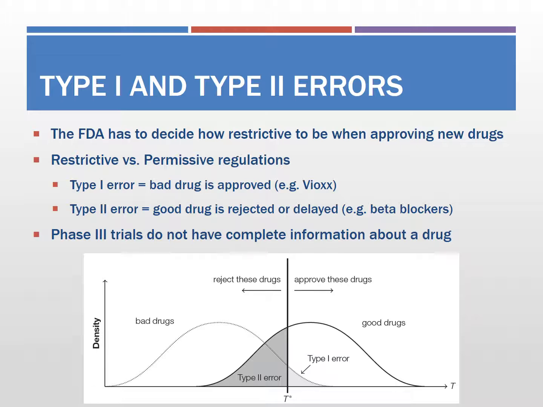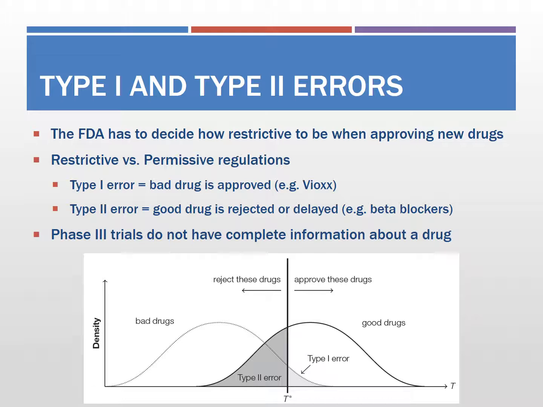On the other hand, a type 2 error is when the FDA rejects or delays a good drug from launching in the markets. In this case, it is a good thing that people cannot get because it was rejected or delayed by the FDA. So you can see the FDA is standing in a position where it faces both errors. Stricter FDA regulations will promote a lot of type 2 error, but permissive regulations, on the other hand, might promote another type of error in the markets.